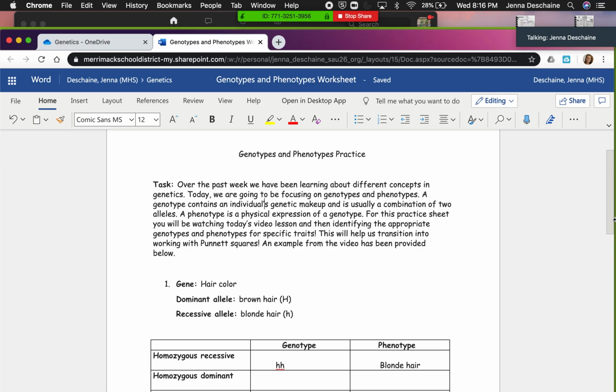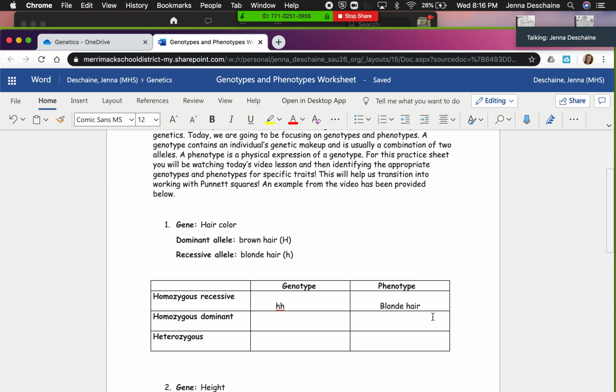For this practice sheet, you will be watching today's video lesson, which you should be doing right now, and then identifying the appropriate genotypes and phenotypes for specific traits. This will help us transition into working with Punnett squares. An example from the video has been provided below. Okay, so this is what we're going to be doing today.